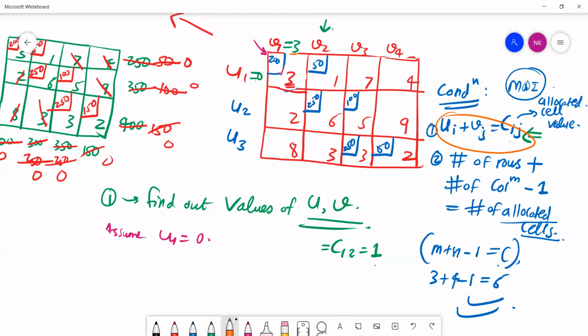Now c12 is equal to 1. It has been given, that is c12 is equal to 1, this one. This is equal to u1 plus v2. u1 is equal to 0, so it is 0 plus v2 equal to 1. That means v2 is equal to 1. So we have found out v2 equal to 1.